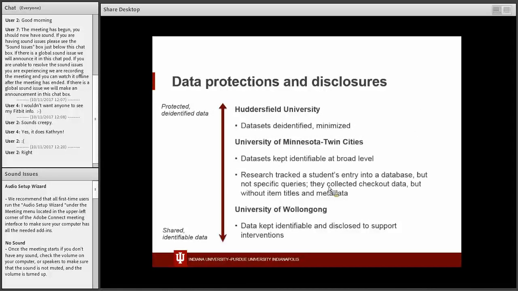Here's just a little bit of information about the data protections and disclosures between these three studies. So Huddersfield de-identified the data and minimized it. So they didn't get all the data, they just got what they felt they needed. University of Minnesota got much more data, and they kept the data identifiable at a broad level and tracked a student's entry into a database, but not specific queries, right? And they didn't look at item titles and the metadata associated with those item titles as they were related to an identifiable student. So they weren't really connecting intellectual materials with identifiable students. But the University of Wollongong did. They kept all of the data identifiable, they disclosed it to support interventions, and so there was a much different end of the spectrum here.